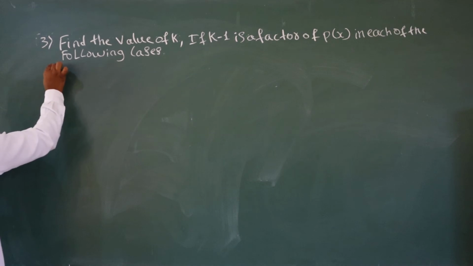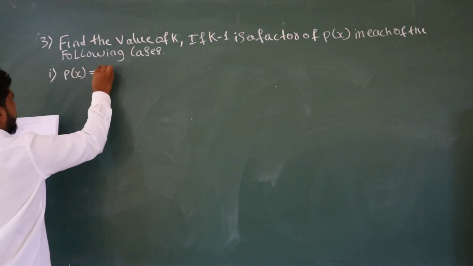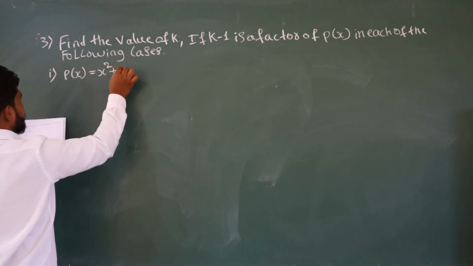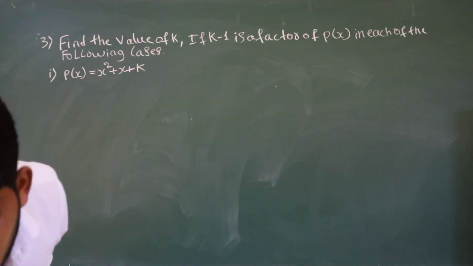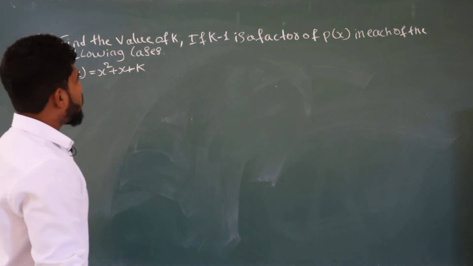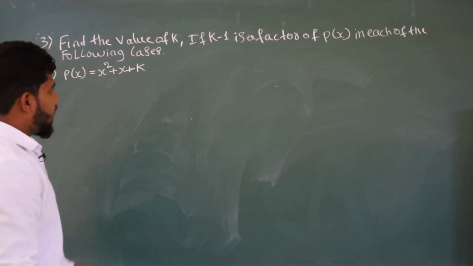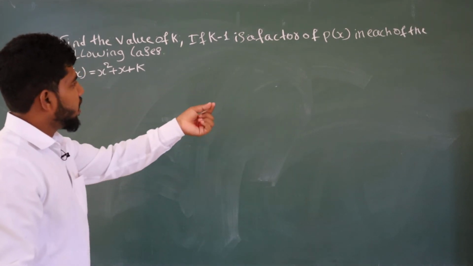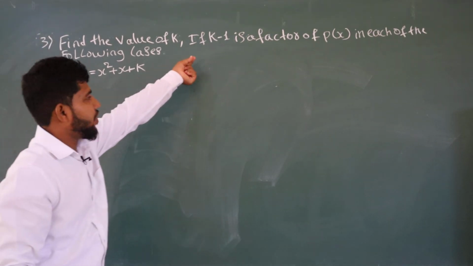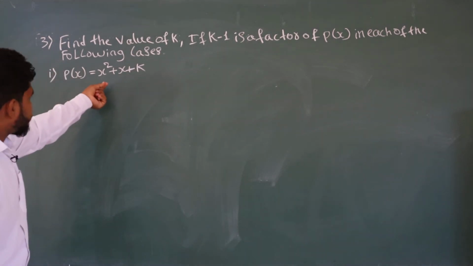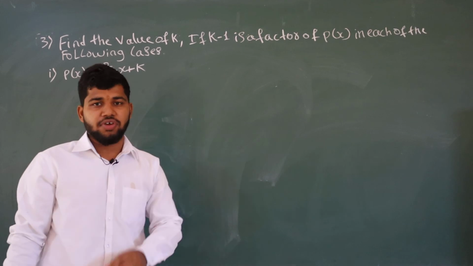Look at the first problem. P of x is equal to x square plus x plus k. What is the problem? Find the value of k if x minus 1 is a factor of p of x in each of the following. Now they have given p of x and g of x. X square plus x plus k is p of x. X minus 1 is g of x.